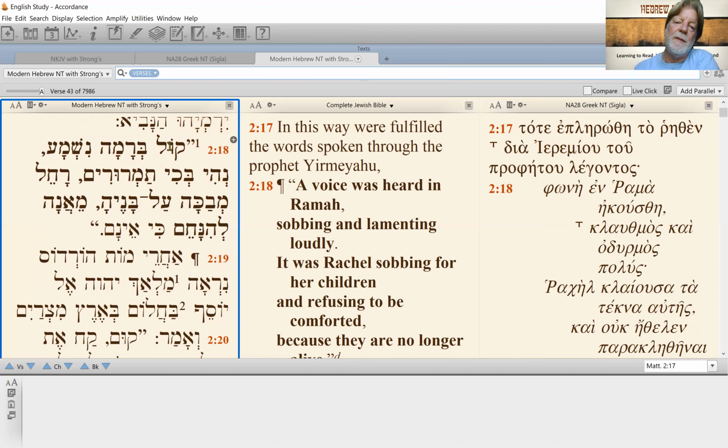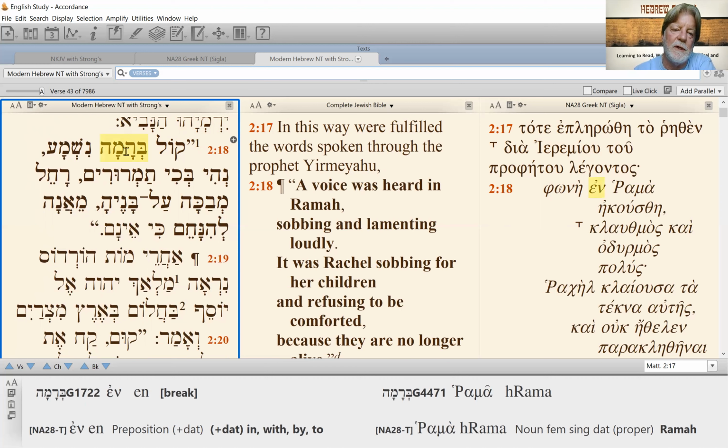And here's what Yirmiyahu had spoken. Kol, a voice, ba-Ramah, bet, prepositional prefix, in Ramah. Ramah is a place name. If Bethlehem is a suburb of Jerusalem, Ramah is a suburb of Bethlehem.